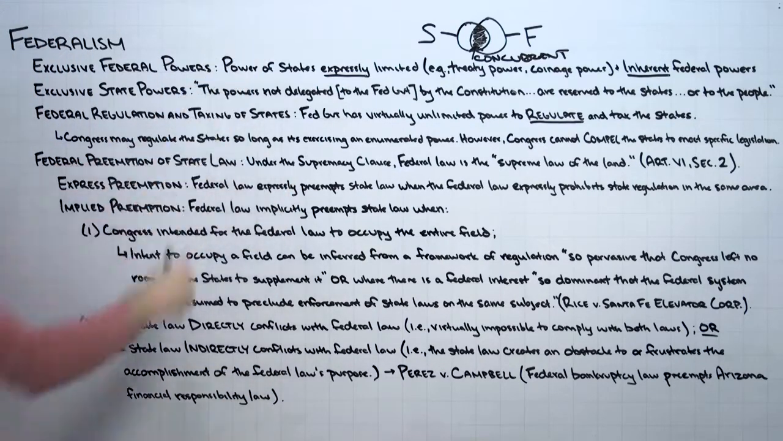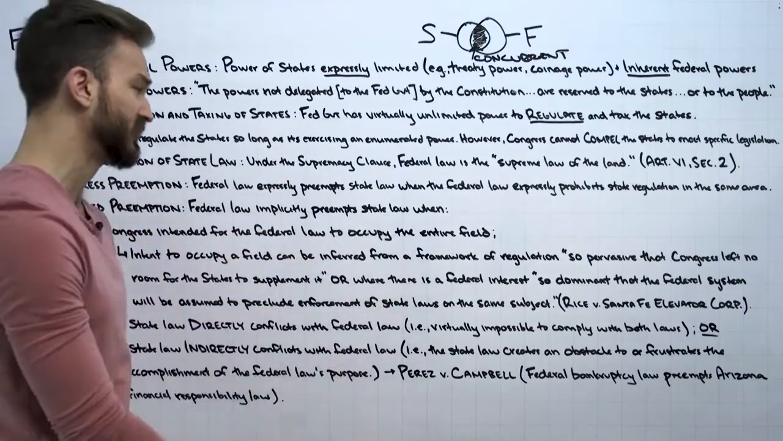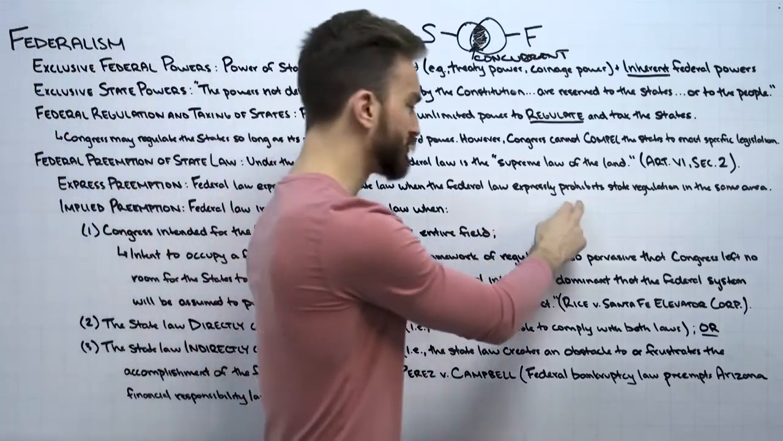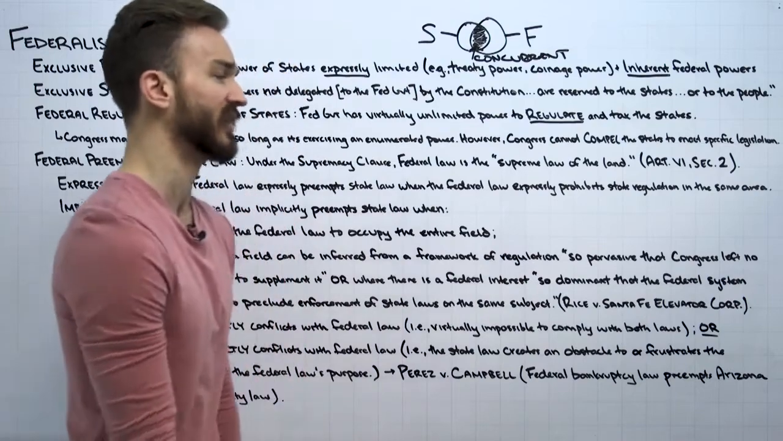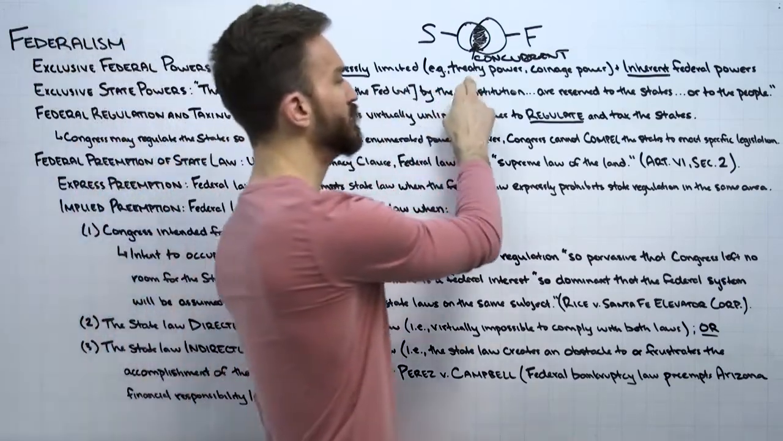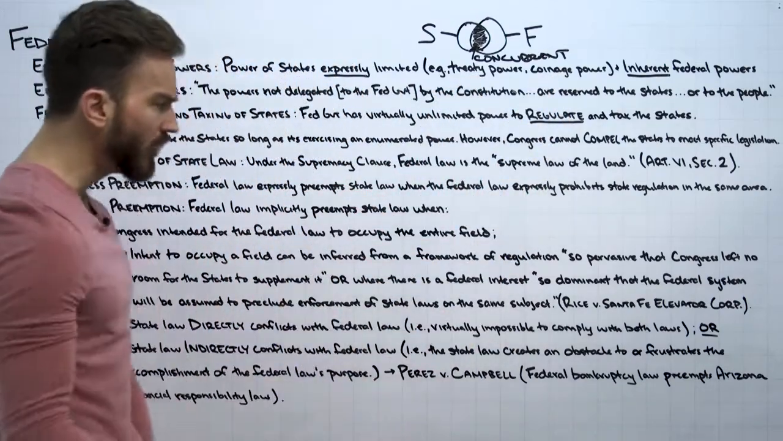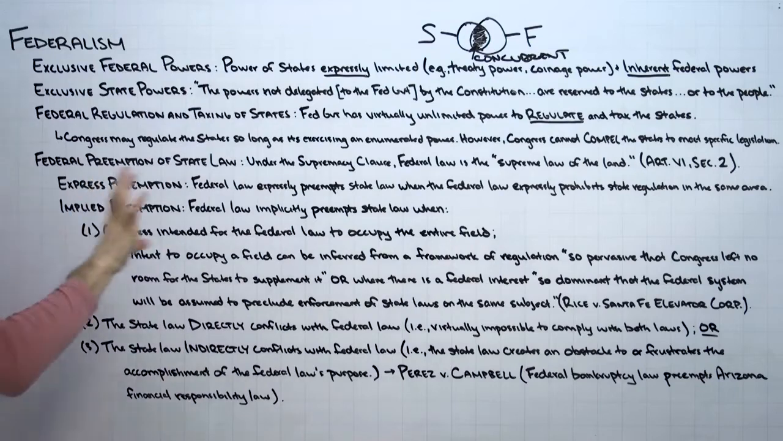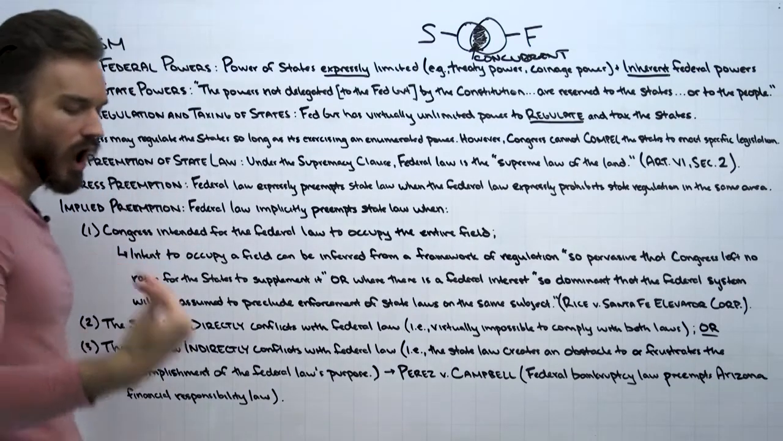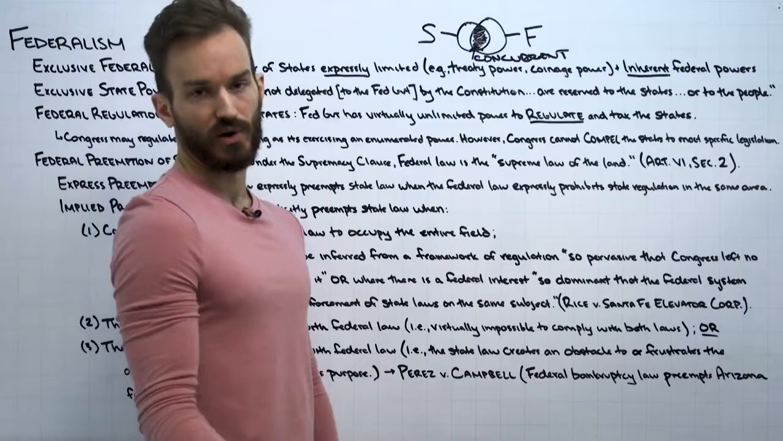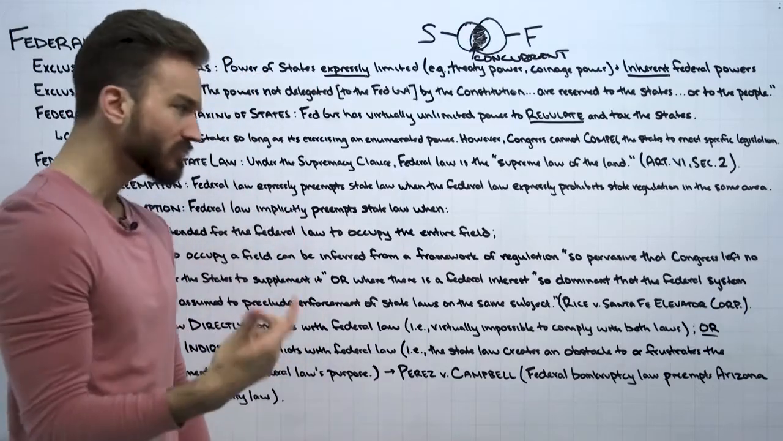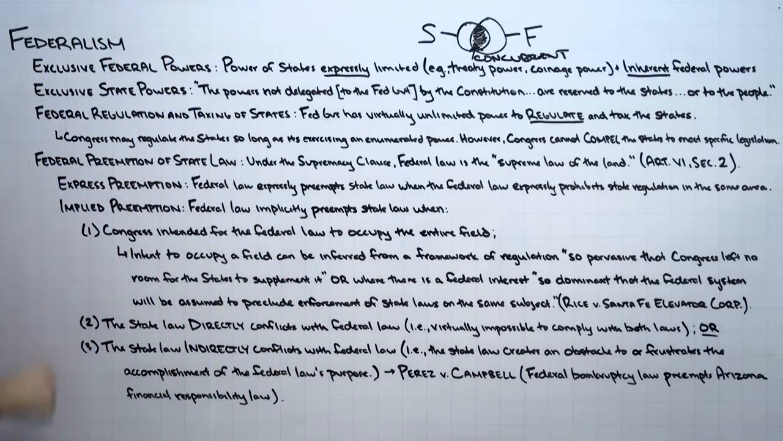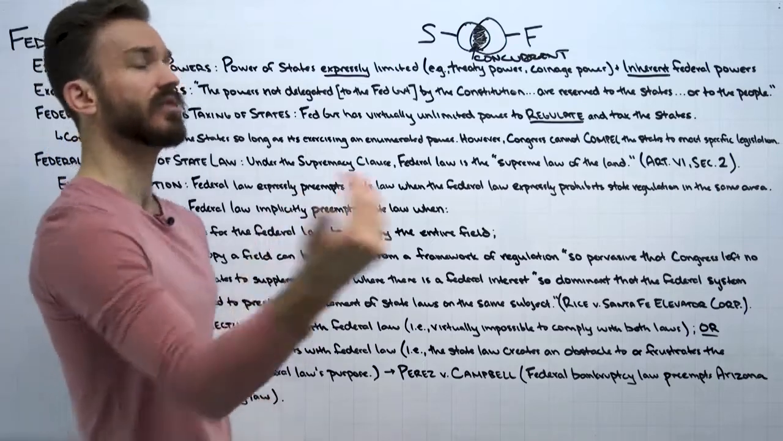Federal law, the U.S. Constitution, expressly preempts state law when the federal law expressly prohibits state regulation in the same area. We see this with the treaty power and coinage power, but where you would see this most often is when Congress is passing acts. Congress is passing law. They can include an express preemption clause in the law, right?